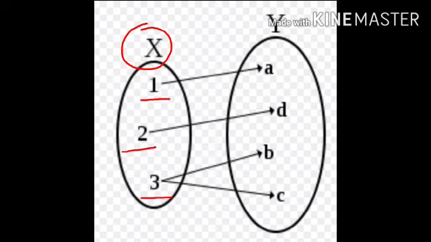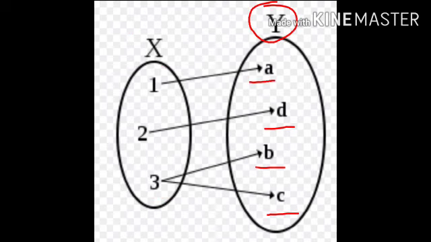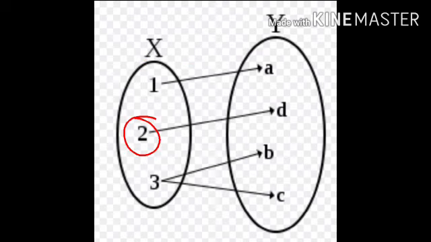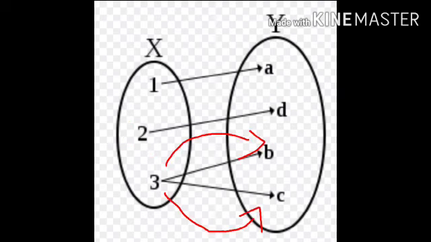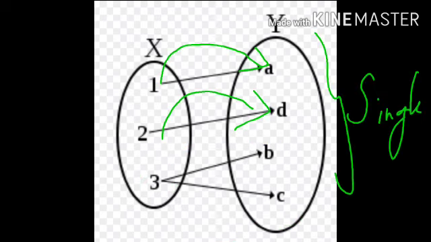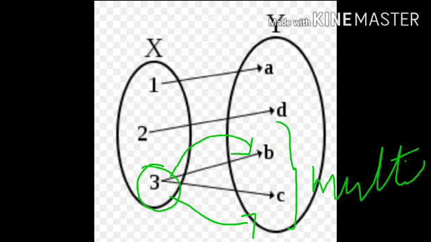Set x consists of numbers 1, 2 and 3. Set y consists of a, b, c and d. The value 1 of set x is the value a in set y. Same, the value 2 in set x is the value d in set y. But the value 3 in set x is the value b and c in set y. So 1 to a and 2 to d is a single value function, but 3 to b and c is a multi-value function.